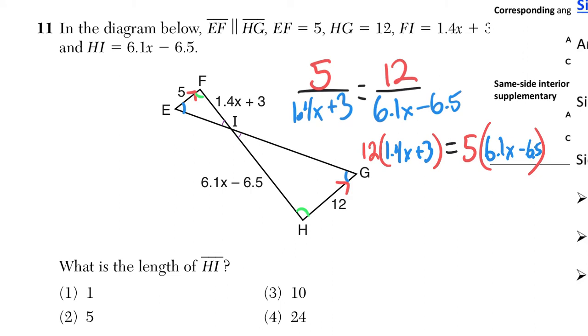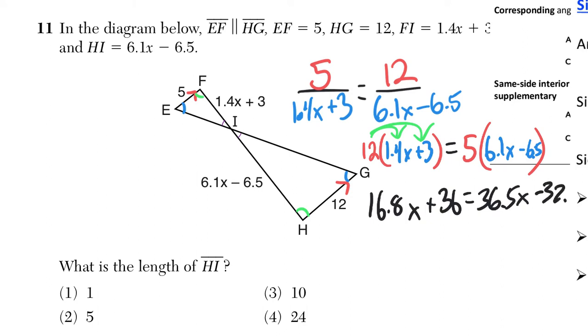And so we're, of course, now going to need to distribute. So 12 times 1.4x, 12 times 3. What will that give us? That's going to give us simply 16.8x. 12 times 3 is 36 equals what? 5 times 6.1x is going to give us 36.5, 5 times 6.5, x minus what? I'm using my handy dandy calculator. And that's going to give us 32.5. Beautiful. So now we're going to need to combine like terms.